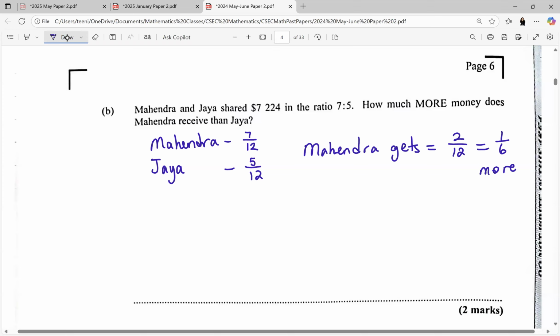All right. And if we want to find out how much money 1/6 represents, we can literally just do, Faith, how would we find out that? How much money is 1/6 of 7,224? You just multiply 1/6 by 7,224. Good. So 1/6 times 7,224. Work it out for me. Joshua, work this out for me and tell me what's the answer, please.